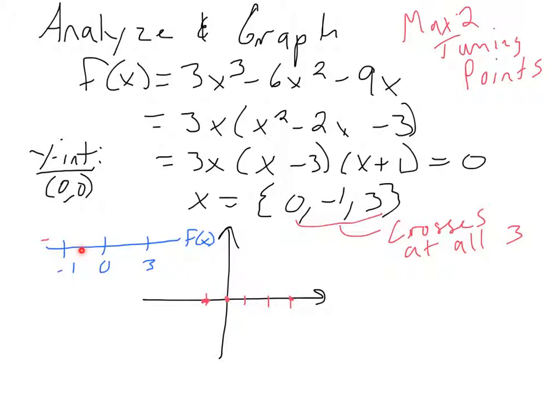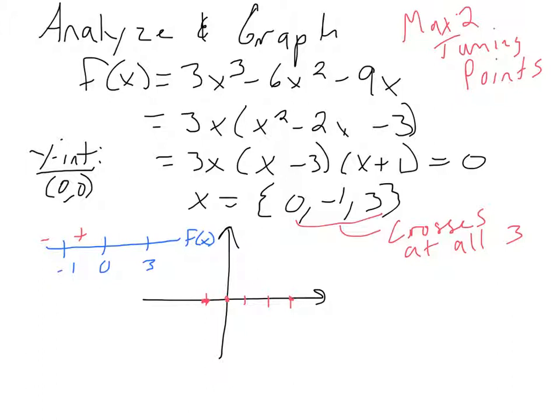Now let's go ahead and use a test value between negative 1 and 0. Negative 1/2, for instance, is going to make this negative. This will still be negative. This now becomes positive, though. So a negative times a positive will give me a positive value, right? And so that means it's going to be above the x-axis between negative 1 and 0.